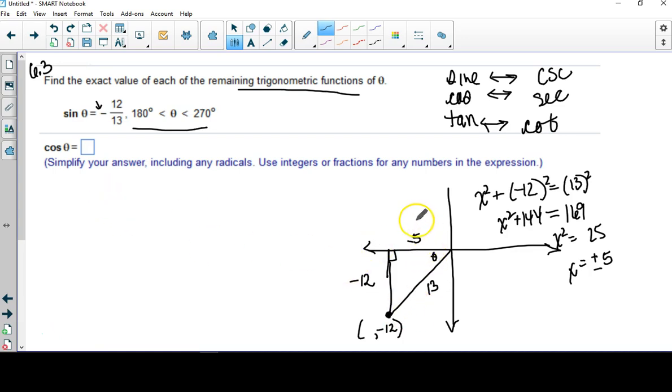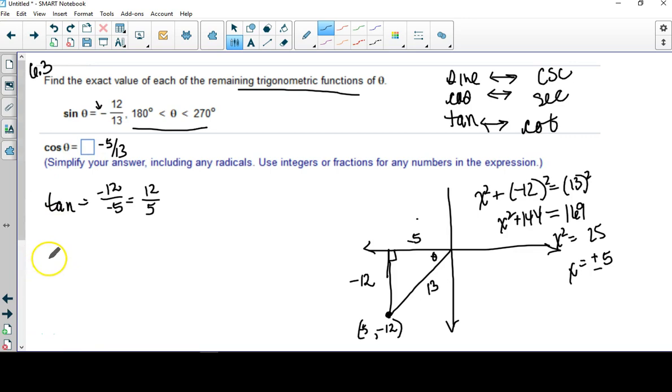Cosine is adjacent over your hypotenuse, right? Or your x over that r. So this is going to be a negative 5 over 13. Tangent is going to be negative 12 over a negative 5, also known as 12/5.